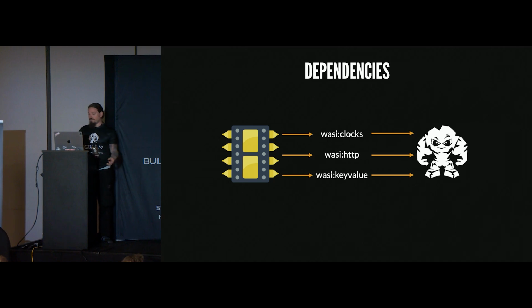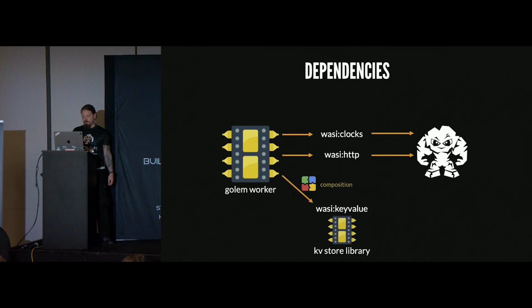If it's not having an implementation for something your component depends on, then of course you cannot run it in Golem. But an interesting thing is you can also use component composition to eliminate some of these dependencies. So for example, if you don't want Golem to implement the key value store for you, and you have a third-party library that implements this WASI key value interface, and it's compiled to a WebAssembly component, you can just compose your Golem worker with this library. The key value store interface got eliminated, and you can still run it in Golem, and it will use your chosen third-party key value store implementation, which is something nice.